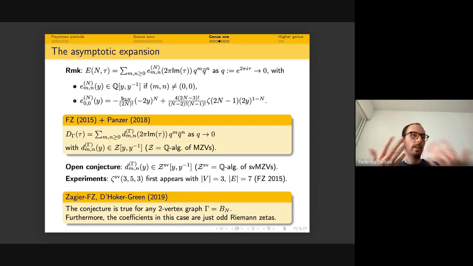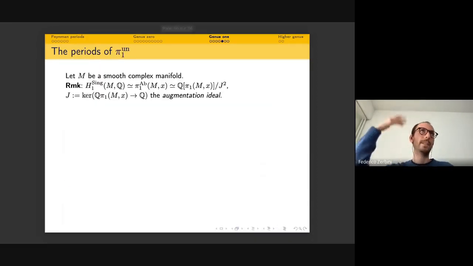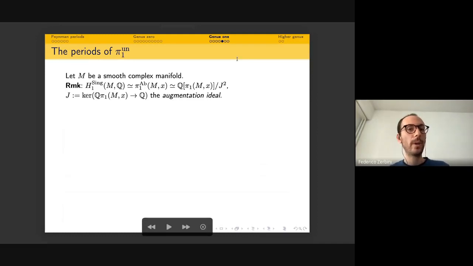Okay, so this is some overview of what is known, but what are the periods behind all this? So I will conclude my talk by telling you about this and telling you then what is going to happen, or what is supposed to happen, in higher genus. So the mathematical framework is that of periods of fundamental groups.